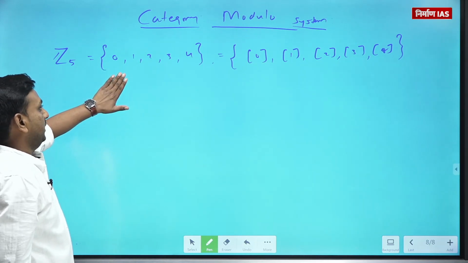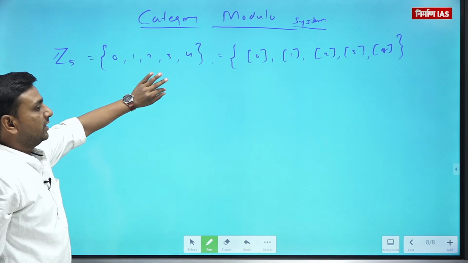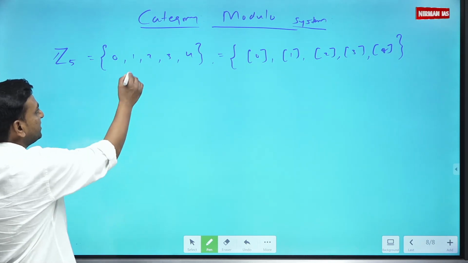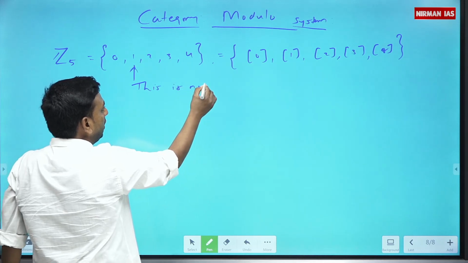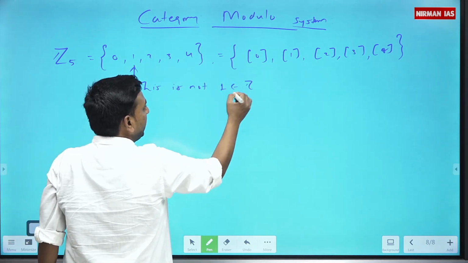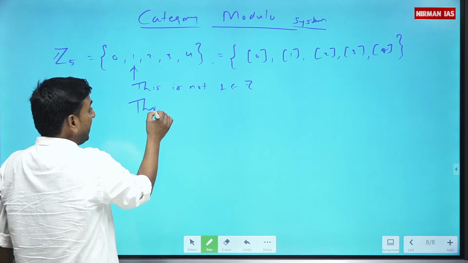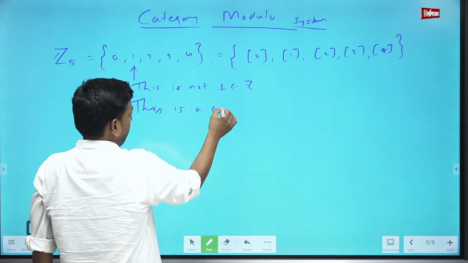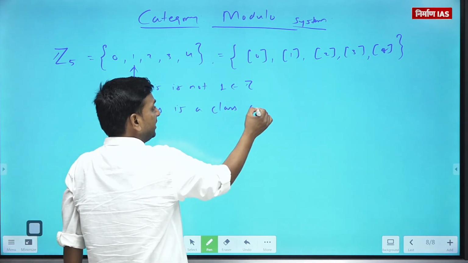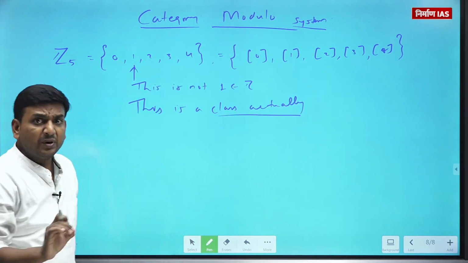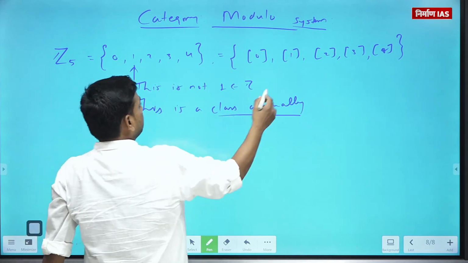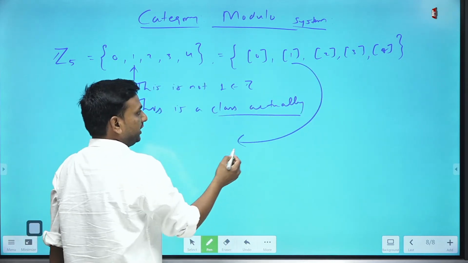Even if you are taking this notation, this doesn't mean 1 belongs to Z. This is a class actually. This is a class, please note it down. This is not the number, but that class. That is why this representation will work better here.